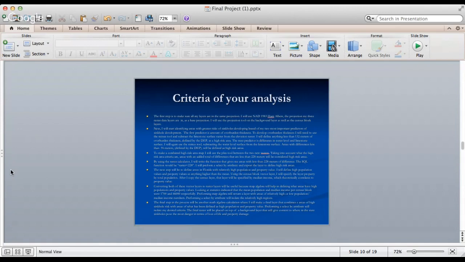Our final step will be to perform another map algebra calculation, making a final layer that combines areas of higher sinkhole risk with areas that have been defined as high population and high property value. Select by attribute will isolate my desired criteria and create the final raster. This final raster will be placed on a background layer, which will give context where in the state sinkholes pose the most danger in terms of loss of life and property damage.